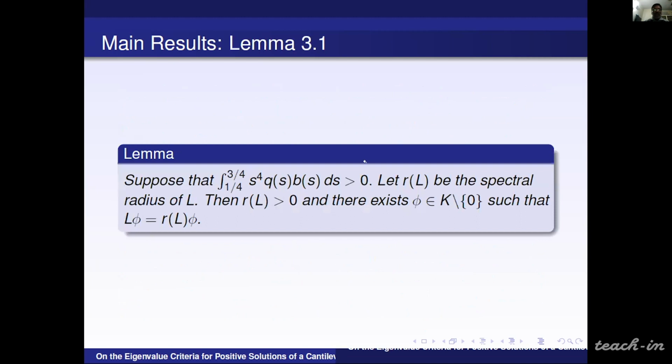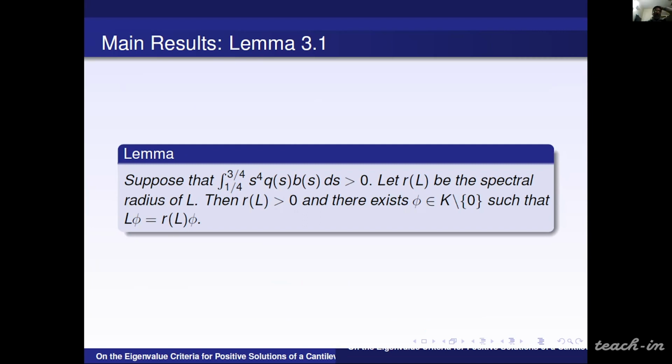So using this additional condition, suppose the integral over 1/4 to 3/4 of s to the power 4 q(s) b(s) ds is greater than 0. If R_L is the spectral radius of L, then it says that this spectral radius is greater than 0, and there exists a phi, that is an eigenfunction, a non-zero function, such that L phi equal to R_L times phi. This R_L is nothing but 1 by that first eigenvalue lambda.